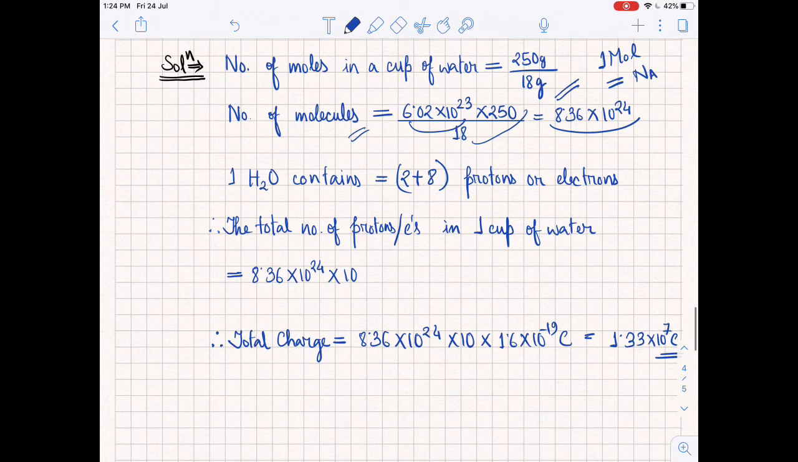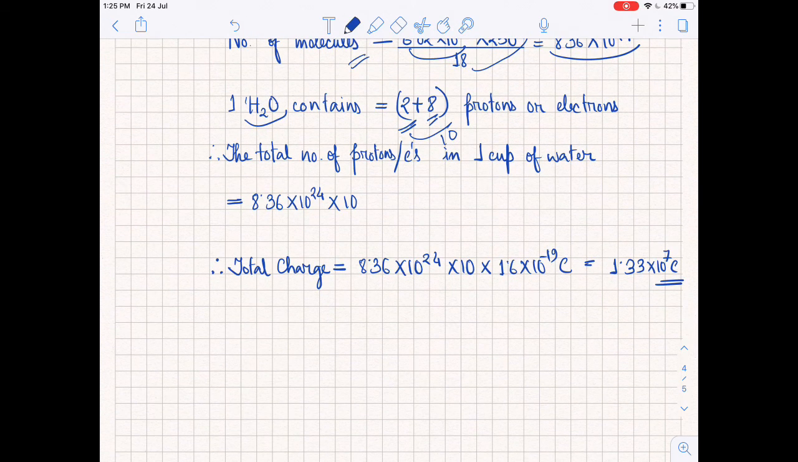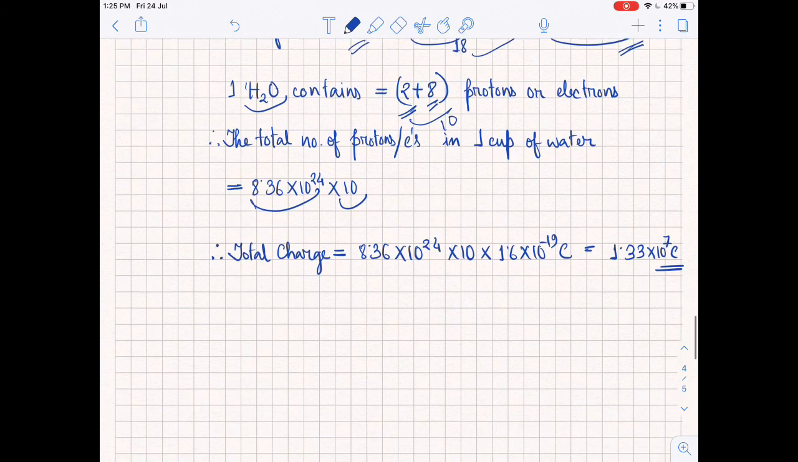Now, as we know, one water molecule contains 2 protons from the hydrogen atoms and 8 protons from the oxygen atom, a total of 10 protons, which means 10 electrons as well. Therefore the total number of protons or electrons in 1 cup of water will be equal to the total number of molecules multiplied by the number of protons and electrons in 1 molecule.